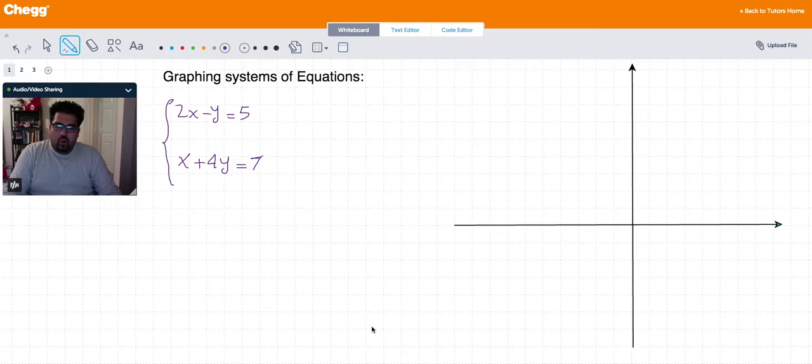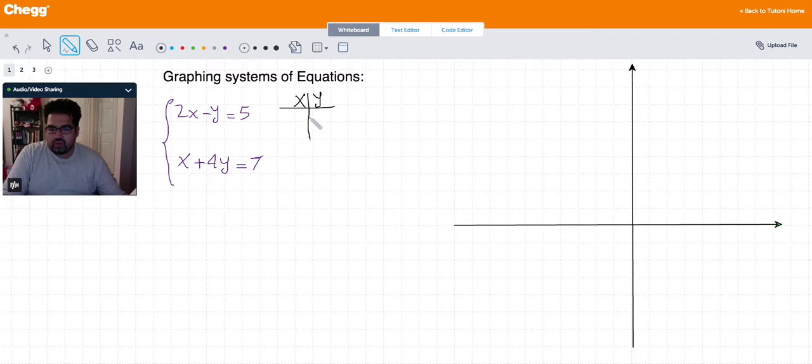We don't know what's going to happen, so let's start graphing them and see what's going to be the result of this system of equations. So here we have two lines, 2x minus y equals 5 and x plus 4y equals 7. In order to graph each one, we need to have at least 2 points on each in order to connect them and graph it. So I start by making a table for the first one, x and y.